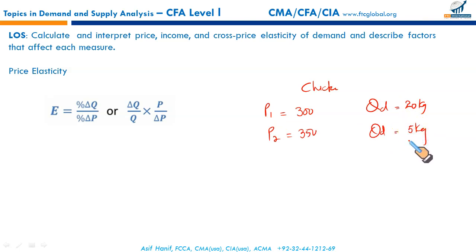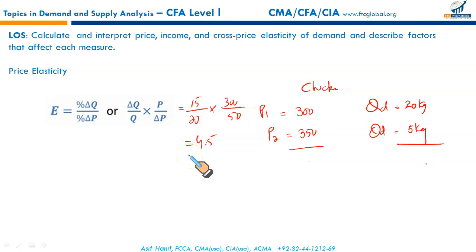Now I would like to measure the price elasticity of demand for chicken. So what I will do is simply plug in the numbers here. As you can see, the change in quantity is 15. The original quantity was 20. The original price was 300, divided by the change in price, that was 50. So if you simplify this all, it's going to be 15 by 20 times 300 upon 50. It's 4.5. So as you can see, it is greater than 1.